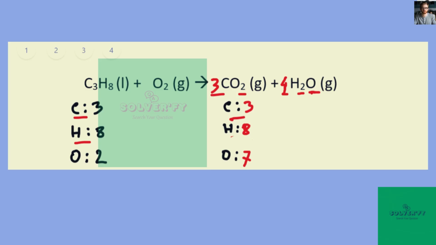Now we have 4 oxygen plus 3 times 2, 6. In total we have 10 oxygen on the product side. That means we need 10 oxygen on the reactant side also. And to have 10 oxygen on the reactant side, we can just place a 5 here to have 5 times 2, 10 oxygen. So now we have 3 carbon on each side, 8 hydrogen on each side, and 10 oxygen on each side. That means this is the balanced equation for the combustion of propane.